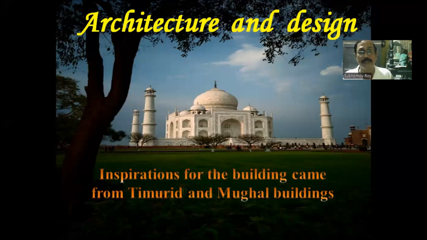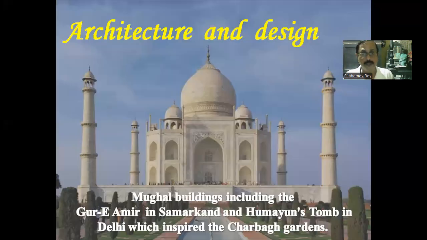Inspiration for the building came from Timurid and Mughal buildings. Timurid buildings in Samarkand. Now, I'm showing you the picture of those buildings. Mughal buildings include the Gur-e-Amir of Samarkand and Humayun's Tomb of Delhi. They inspired the Charbagh. Charbagh means the garden in front of Taj Mahal. There are four gardens separated by waterways. This concept of garden was taken from Humayun's Tomb. Actually, this concept of garden is mentioned in the Quran.